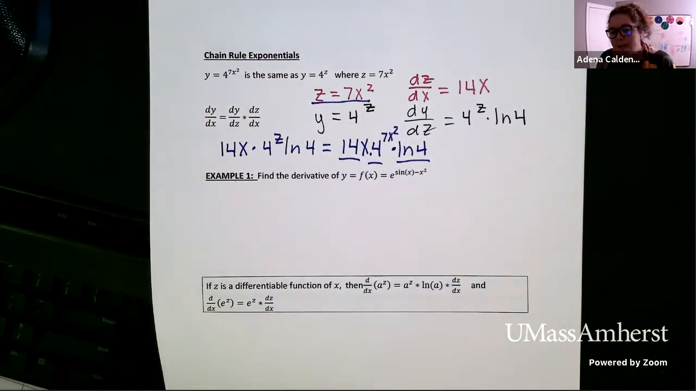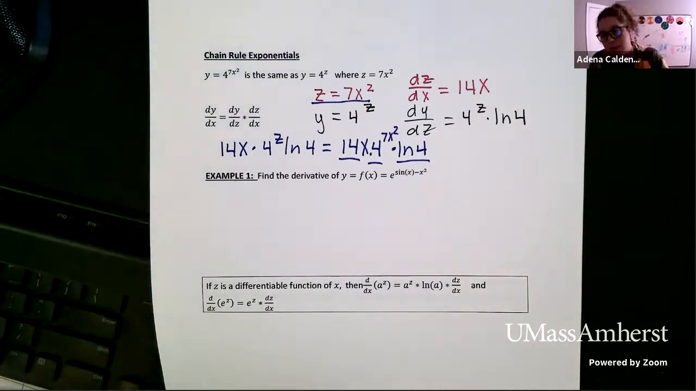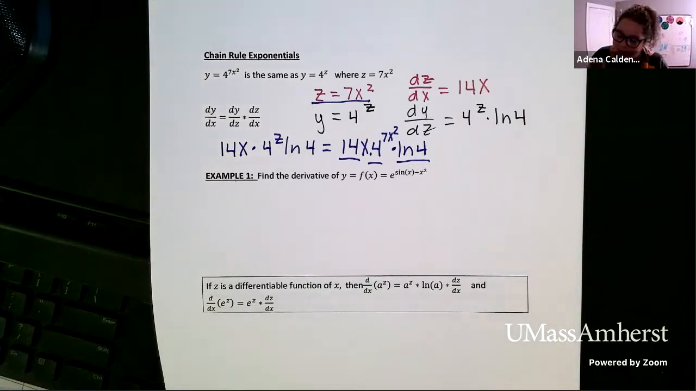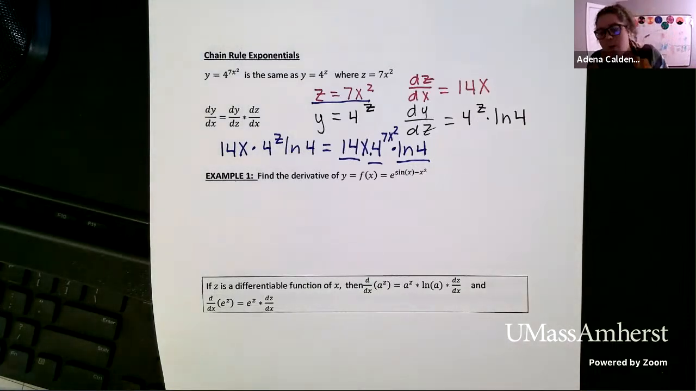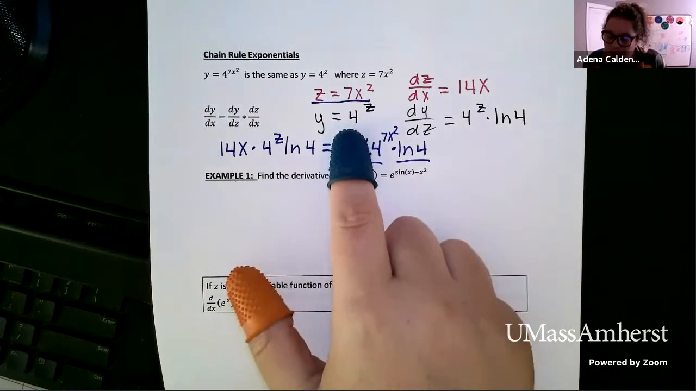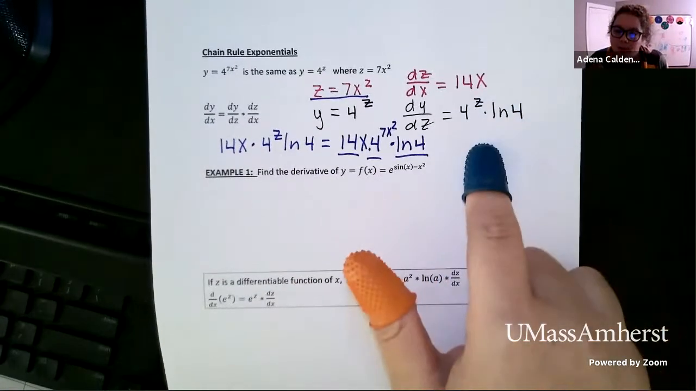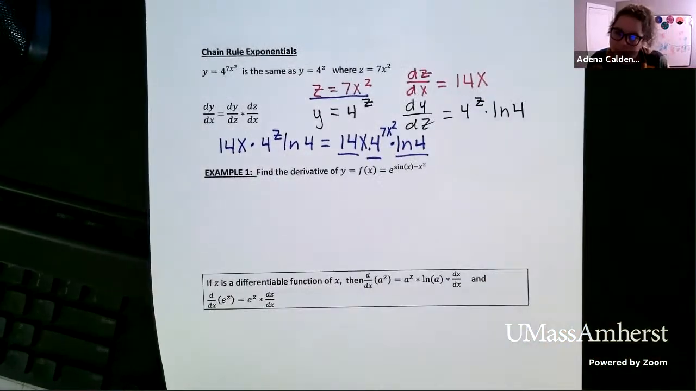So we're applying the same process. The difference here is how you pick your z. So we recognize it's exponential, and therefore we pick our z to be whatever the power is. Then we rewrite y, we find each of their derivatives, we multiply them together.